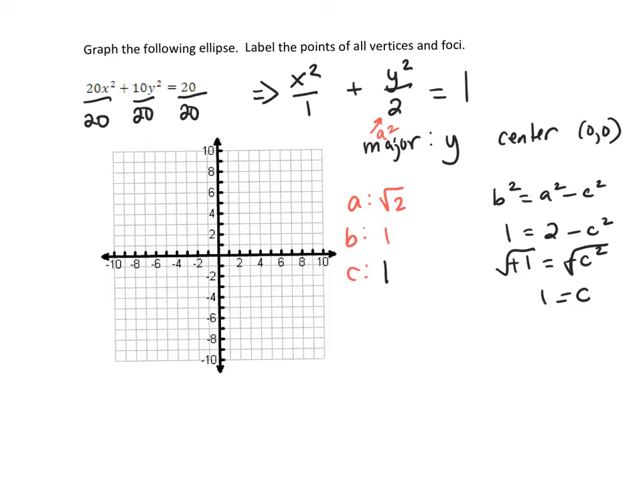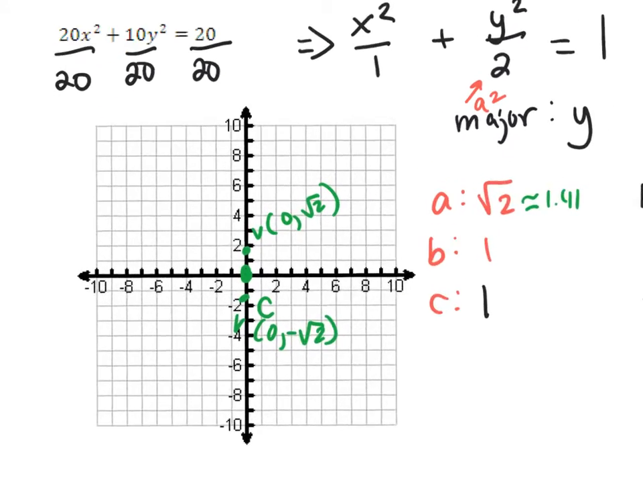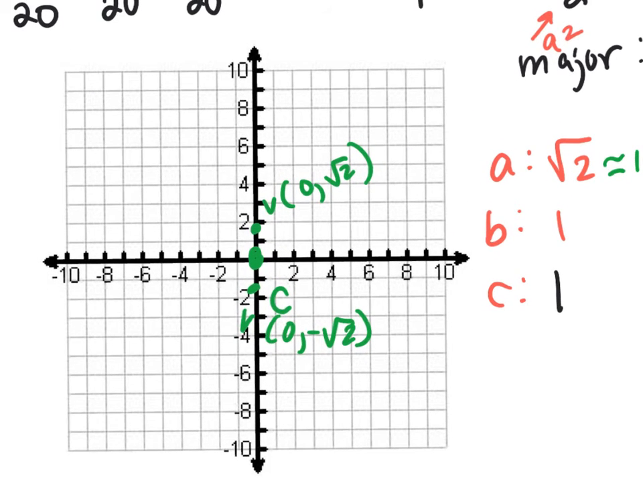So let's go ahead and graph this. We have a center at (0, 0). Our major axis is y, so we're going to go up and down that value, and that value is only square root of 2, which is about 1.41. So I'm going to have it right there, a really, really small vertex at (0, square root of 2). And then one down here, a vertex at (0, negative square root of 2). So this is really jammed in here, but I have the advantage that I can just make it bigger.